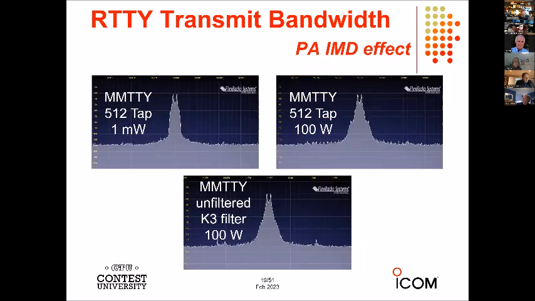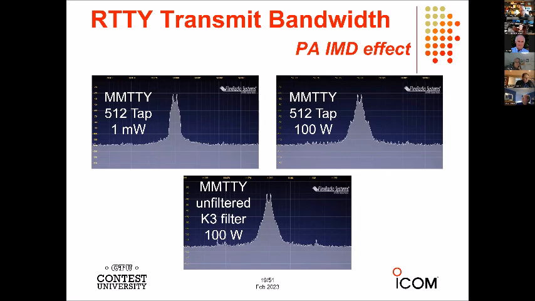Another consideration is the power. The more power you use in your power amplifier, whether it's a 100 watt or a kilowatt amplifier, it's going to generate intermod, and that's just a matter of fact with amplifiers. So these graphs show how the bandwidth increases due to intermod just on the basis of power.